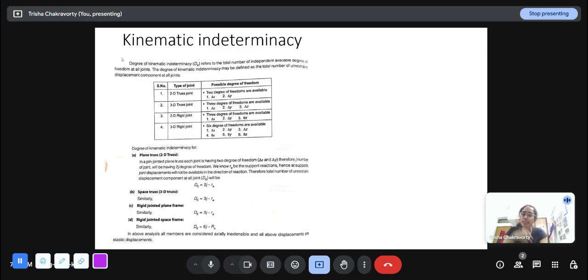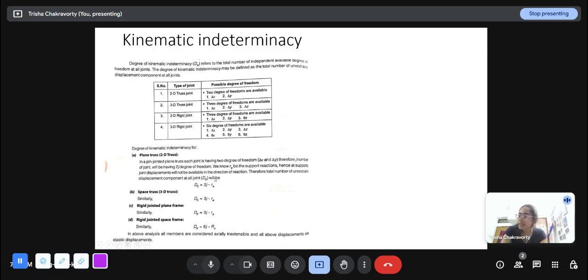For a 2D rigid joint, which is basically a joint in a beam or a frame, we also have 3 degrees of freedom: translation in x direction, translation in y direction, and rotation in z direction. In a truss, rotation is not relevant. In a 3D rigid joint, there are 6 degrees of freedom, 3 translational and 3 rotational. So the degree of kinematic indeterminacy for a plane truss is 2j minus Re, where j is the number of joints and Re is the number of support reactions.